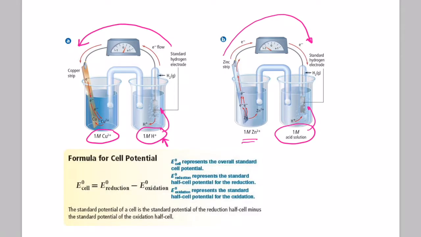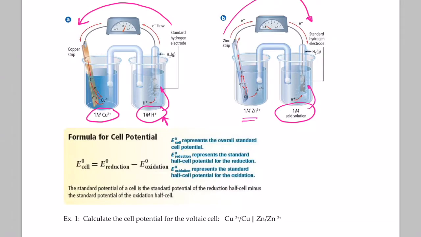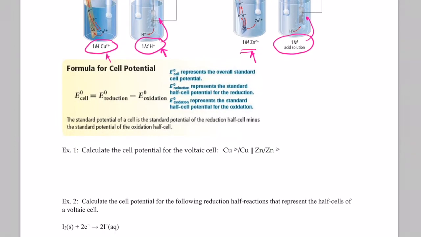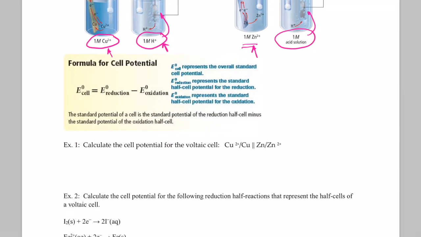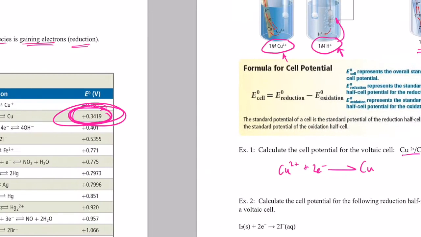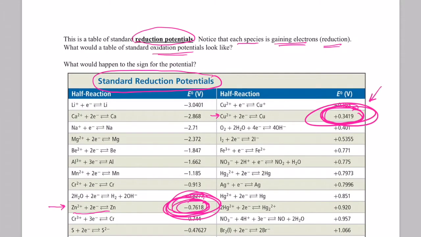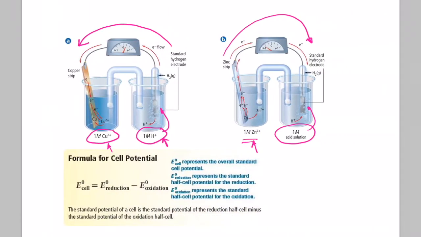Well, great question comes up. What if we put copper and zinc together? What would the potential of that cell be, or that battery? Well, that's what we're going to find out right now. Let's calculate the cell potential for copper 2+ becoming copper and zinc becoming zinc 2+. So we know copper 2+ gaining 2 electrons to become copper has a reduction potential of 0.342.